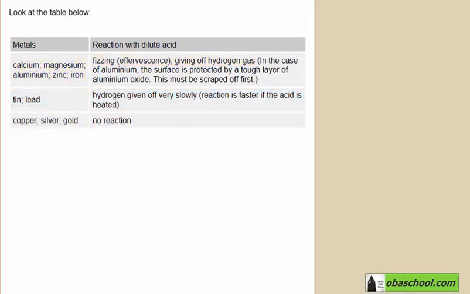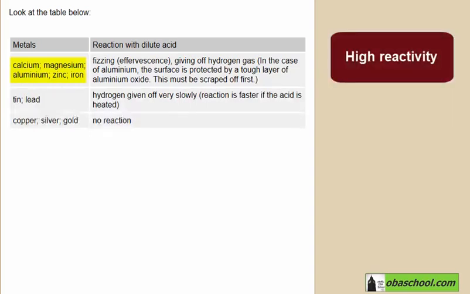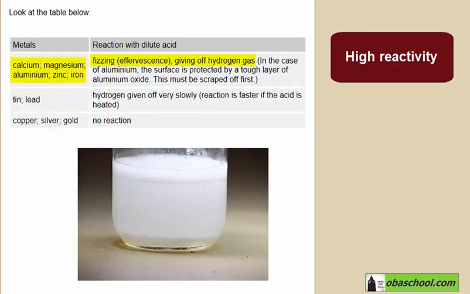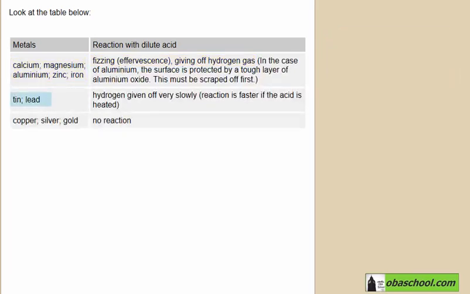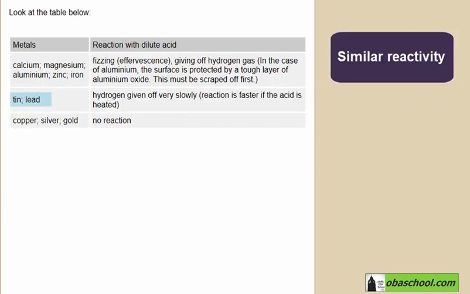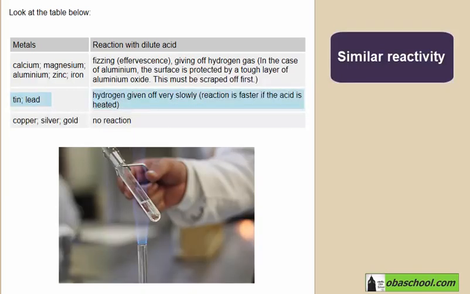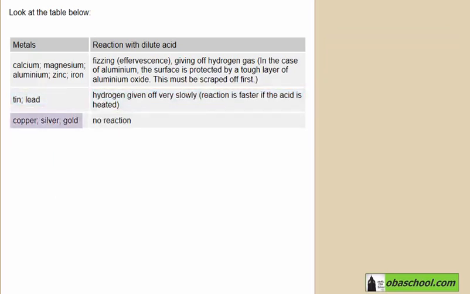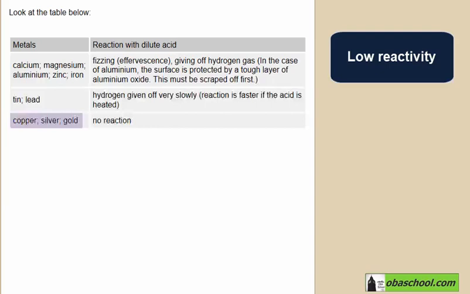So if we want to classify these metals based on their reactivity, we will find that the first group, which is calcium, magnesium, aluminum, zinc, and iron, are of high reactivity, and this is because a vigorous reaction took place. We observed fizzing and the giving off of hydrogen gas. Whereas tin and lead are of similar reactivity to hydrogen, and this is because hydrogen was given off very slowly, while copper, silver, and gold are less reactive than hydrogen because no reaction took place.